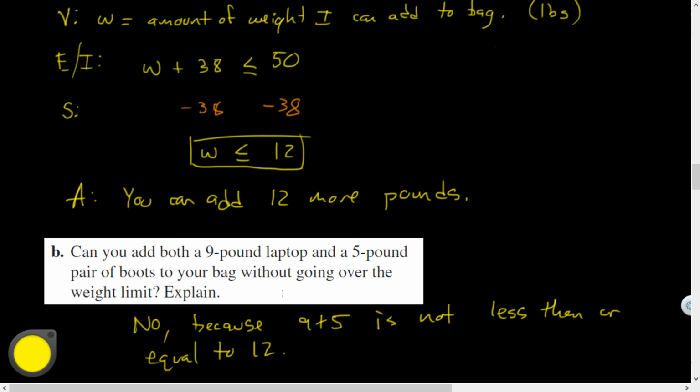But anyways, so yeah, you're going to have to leave one of those things behind. You could pack either of them, though. Yeah, so there you go.